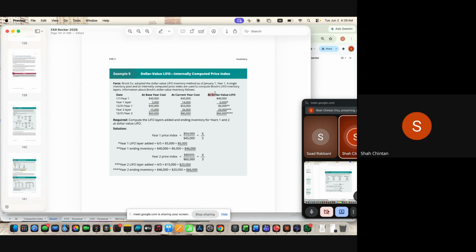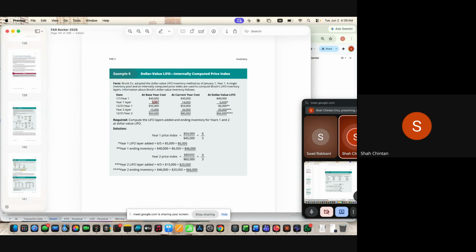हमारा question है कि हमें dollar value LIFO की inventory calculate करनी है. What we are going to do, number 1, next point in the question, during the year 1 आपने 5,000 का नया inventory purchase किया which is still in your inventory.